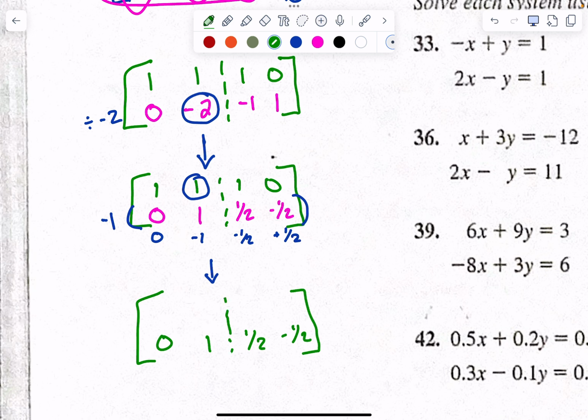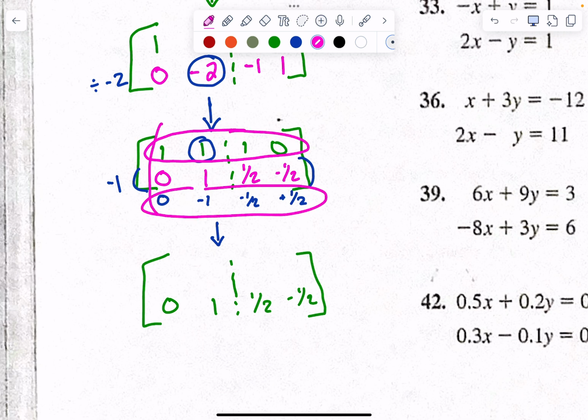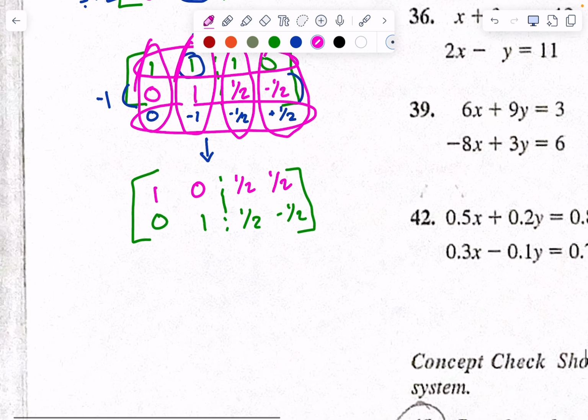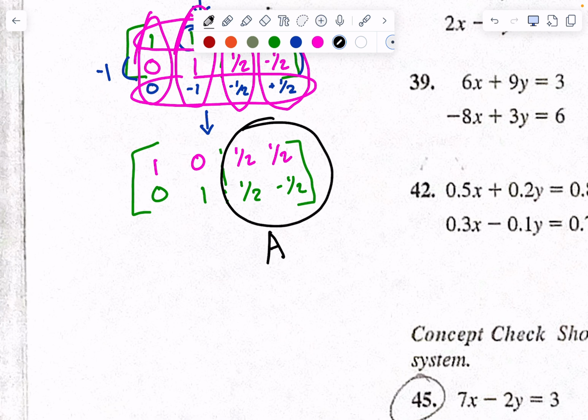Okay? Now my top row. Am I going too fast? Okay, this row right here added to this row right here. So 1 and 0 makes 1. 1 and negative 1 makes 0. What's 1 and negative 1/2? Positive 1/2, right? 1 minus 1/2 is 1/2, okay? And 0 plus 1/2 is 1/2. Okay, so we just found A inverse. This guy is A inverse.